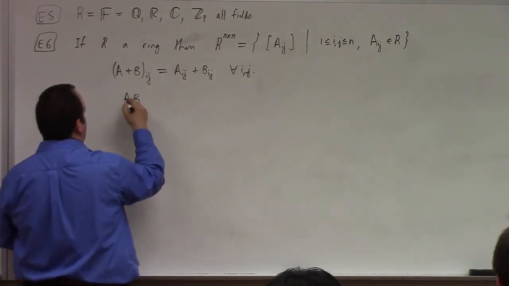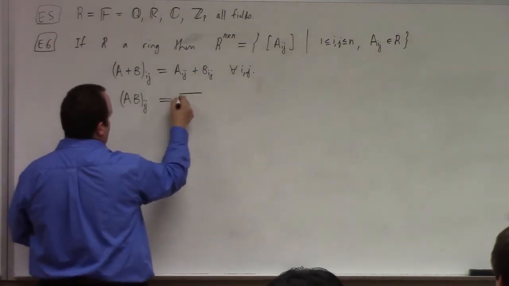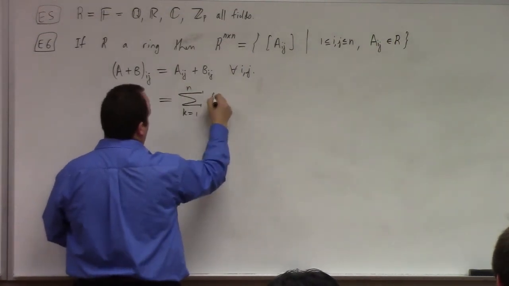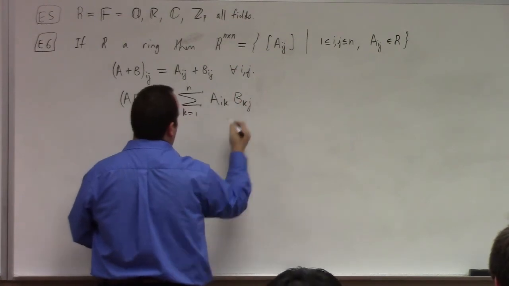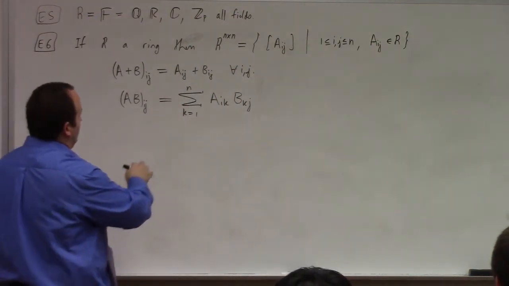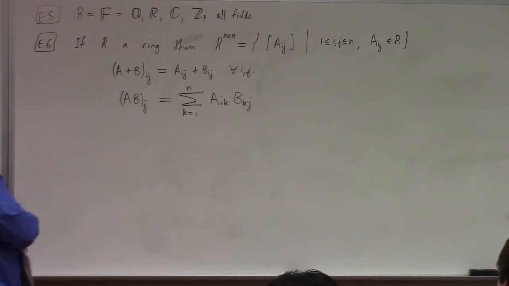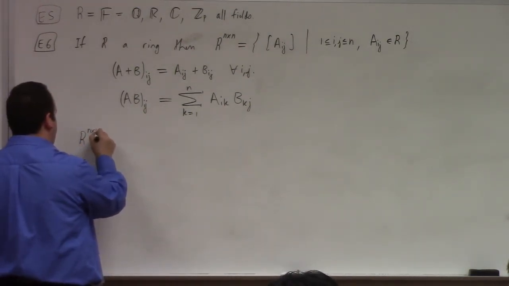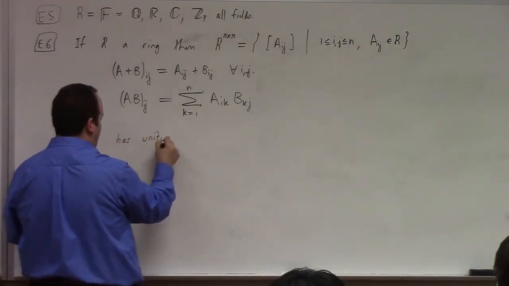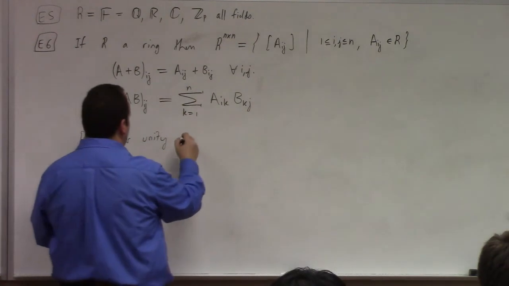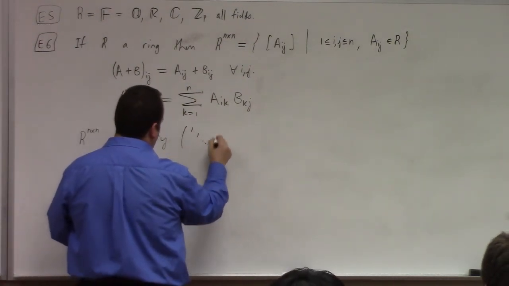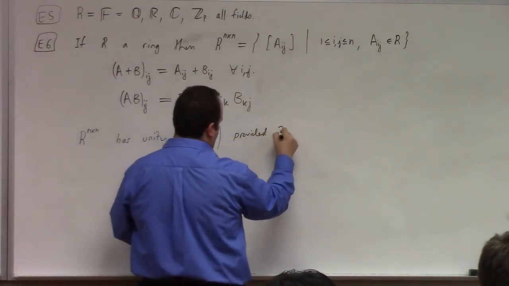And the product of two matrices in the matrix ring is defined to be the sum, k equals 1 to n, of A_ik B_kj. You're thinking, oh man, I thought I was free of that. No, it's back. So there you go. That's the definition of the product of two matrices in the matrix ring. You can prove that this product is associative. It is, of course, not commutative, right? There is an identity, right? So R n by n has unity. Well, I don't know. Does it have unity? It has unity, the identity matrix with 1s on the diagonal, provided R is unital.